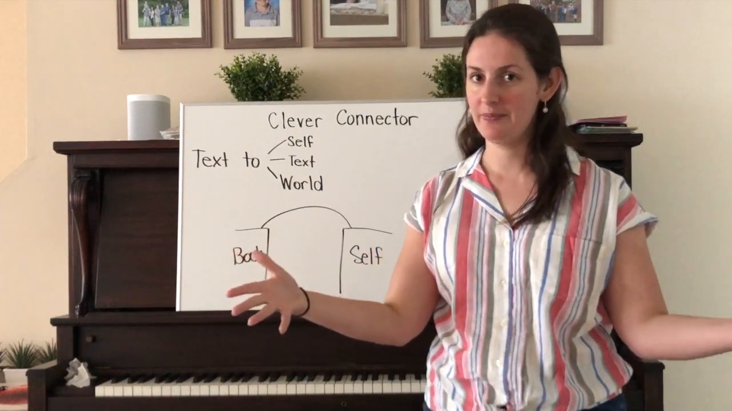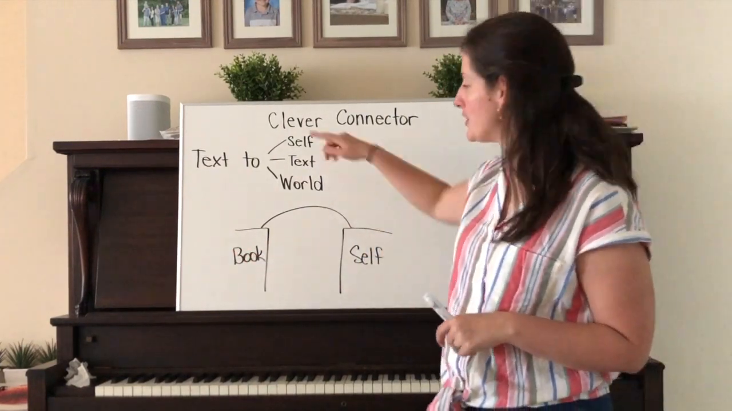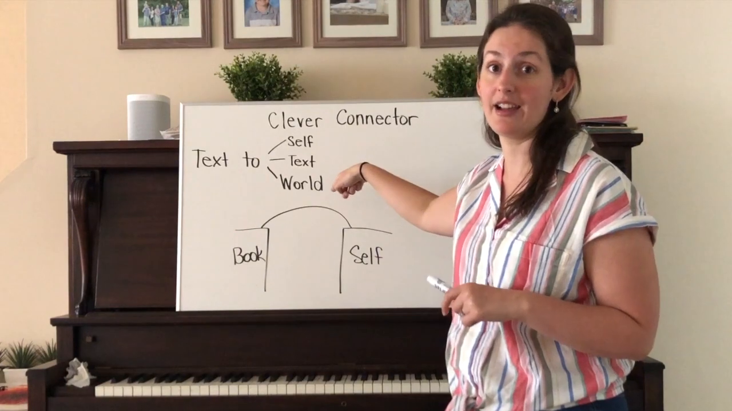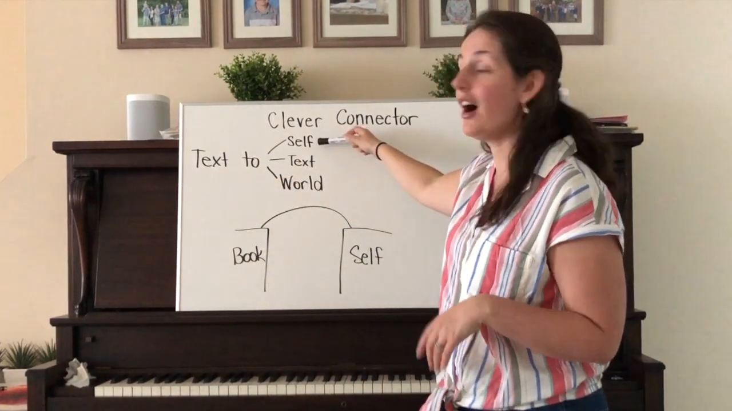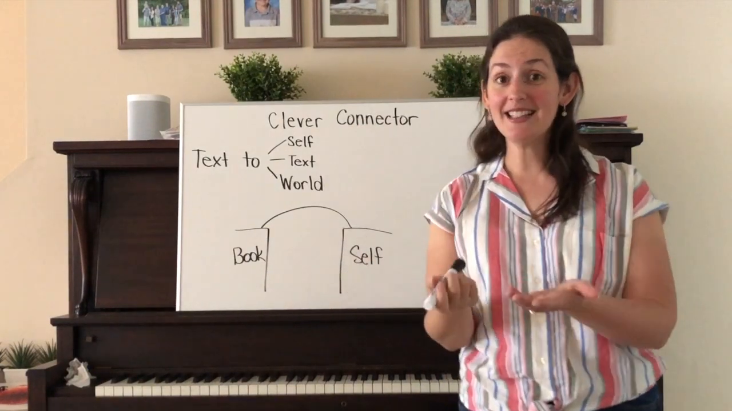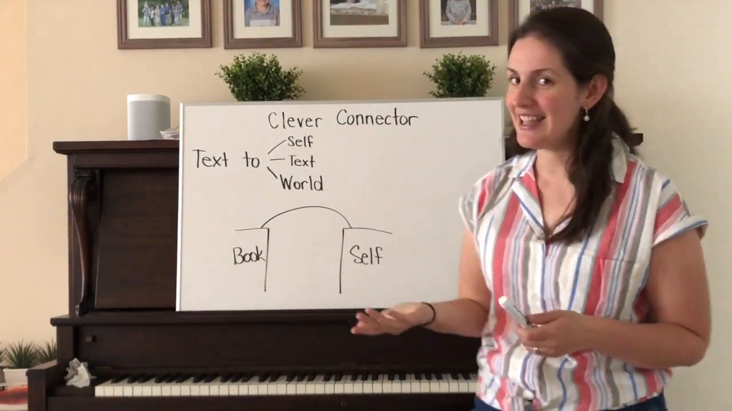Now, let's remind ourselves there are 3 places we can connect to. So we can connect the text, which is the book, to ourself. You can connect it to you. So that's the easiest one usually.